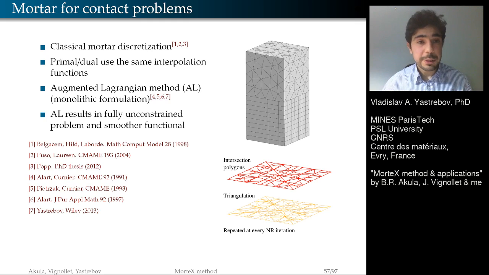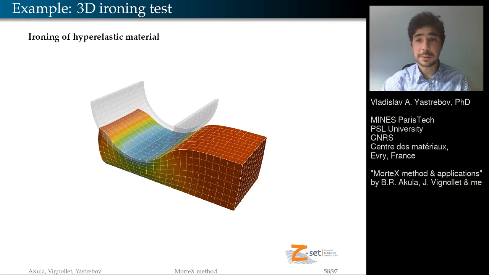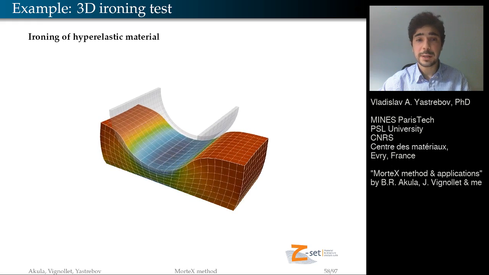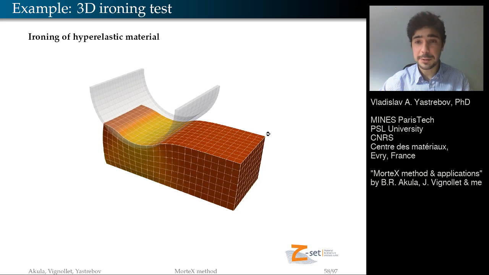In our implementation, we use the augmented Lagrangian method in its monolithic formulation. So it means that we handle at the same time, without use of algorithms, primal degrees of freedom, displacements, and dual degrees of freedom, Lagrange multipliers. That's it. And here, just to show you some animations, classical animations shown with Mortar. It's ironing of hyperelastic material, and the vertical stress component is shown.